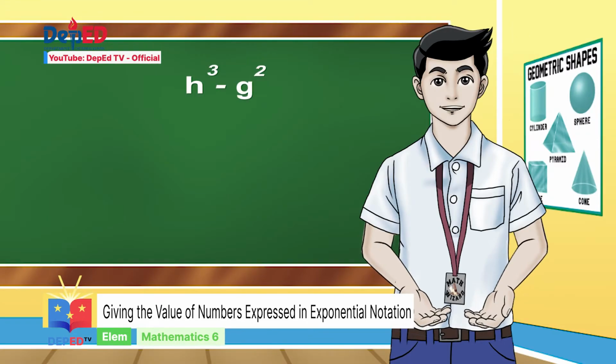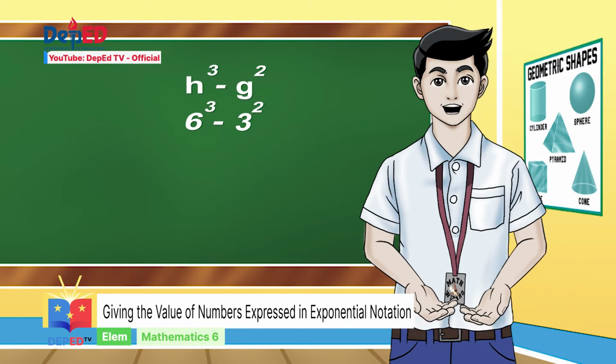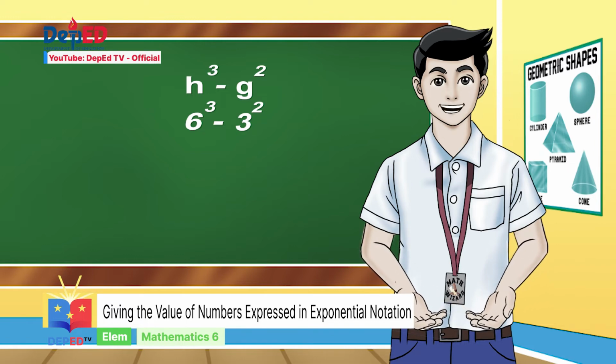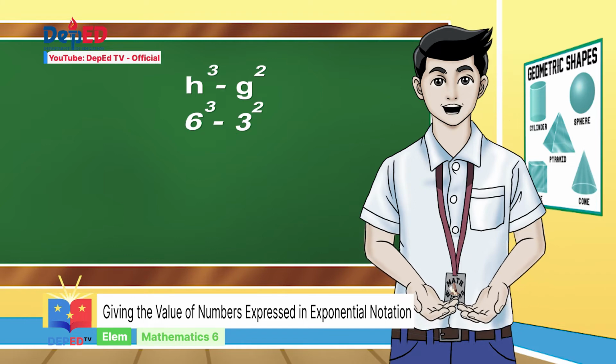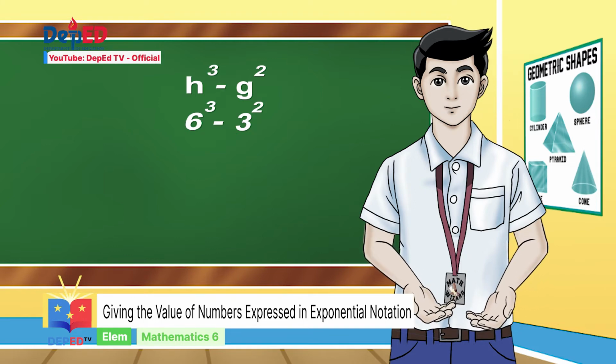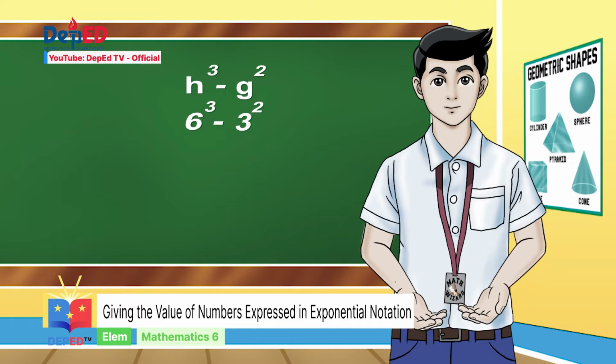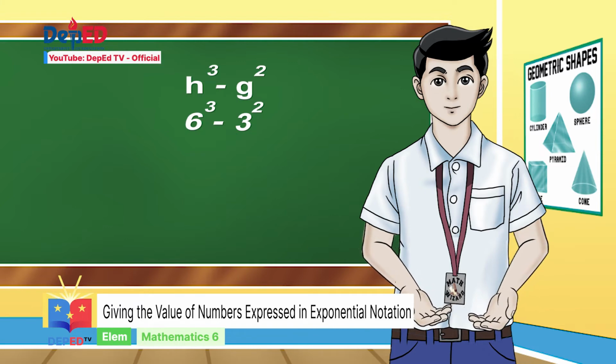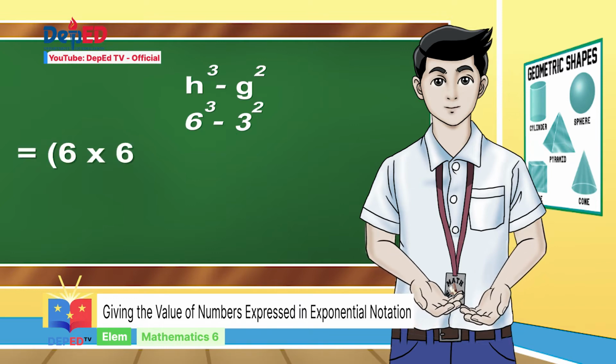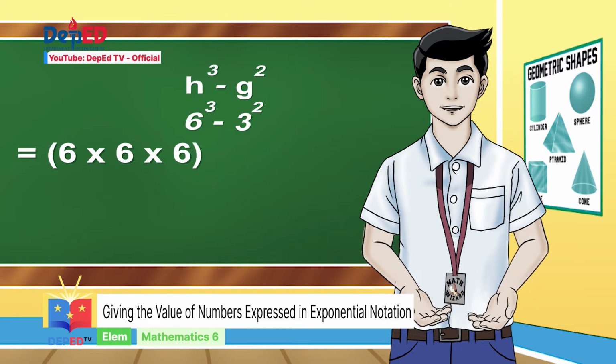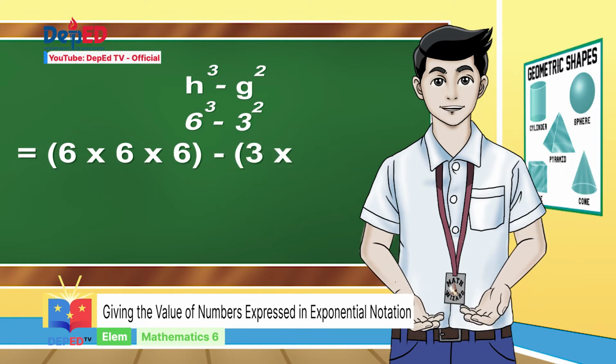Sure, Maestro. I just followed the steps that you taught us. Since the value of h is 6 and the value of g is 3, I just substituted the values given for h and g in the expression. So, it becomes 6 cubed minus 3 squared. Then, I wrote the expanded form of 6 cubed and 3 squared. 6 cubed is equal to 6 times 6 times 6. And 3 squared is equal to 3 times 3.